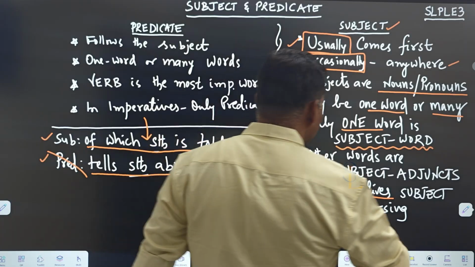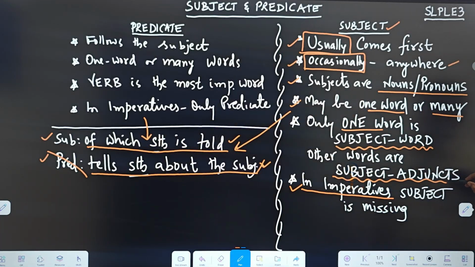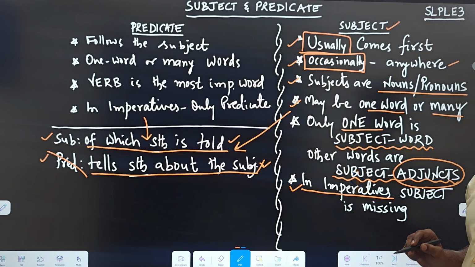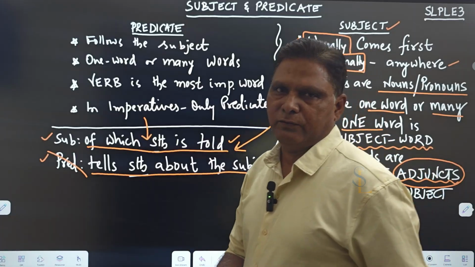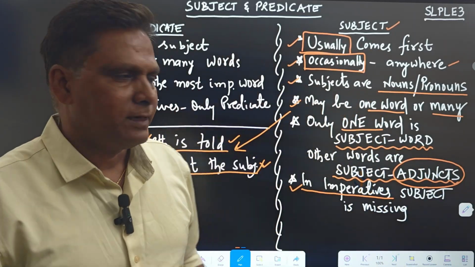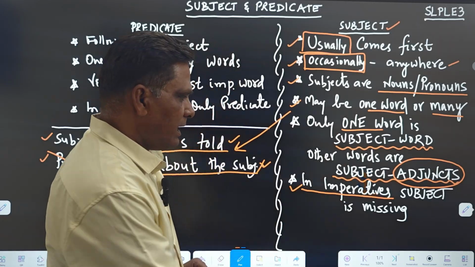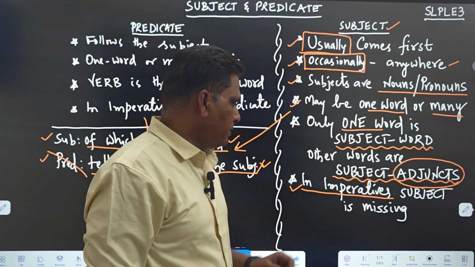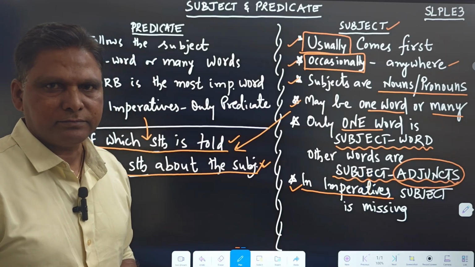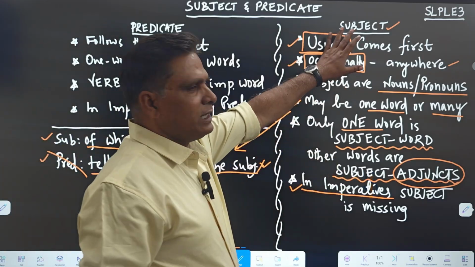And what are the remaining words called? The remaining words are called subject adjuncts. What is an adjunct? An adjunct is something that is by the side of, that is beside. So we have subject adjuncts and the subject word. And as I have given you in imperatives, the subject is missing.